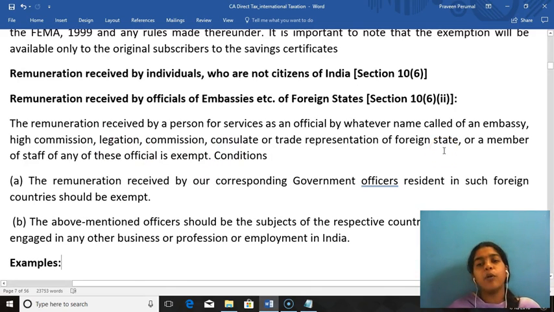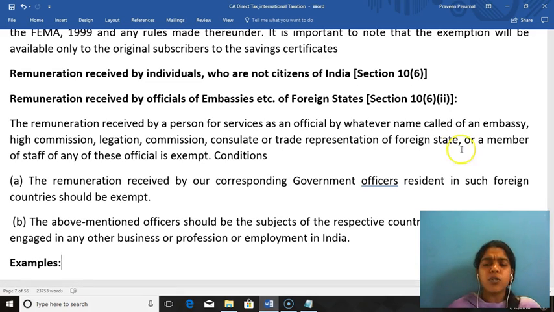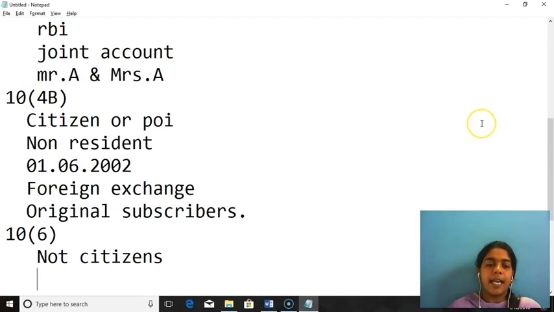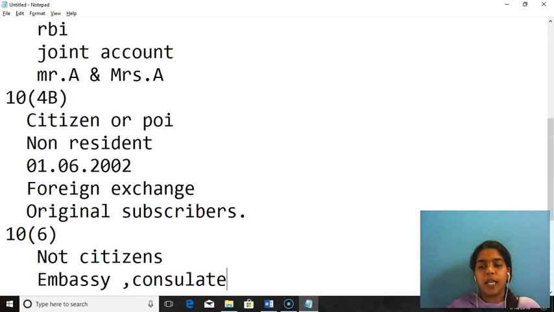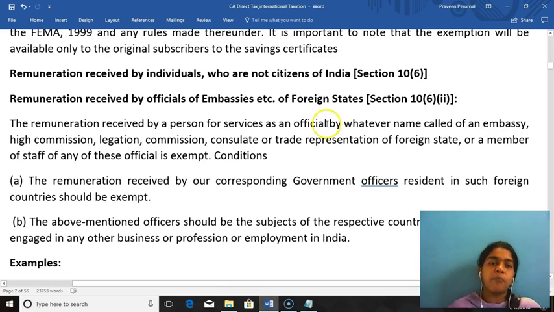So normally, why do citizens of other countries come and work here? In most cases it might be for a foreign embassy or consulate or high commission or trade representation of a foreign state, or as a member of staff of any of the officials. So these are all the broad categories like embassy, consulate, etc. You can call it by whatever name, and they are not citizens of India. So the remuneration received by the person for services as an official by whatever name called, or as a member of staff of any of these officials, is exempt.